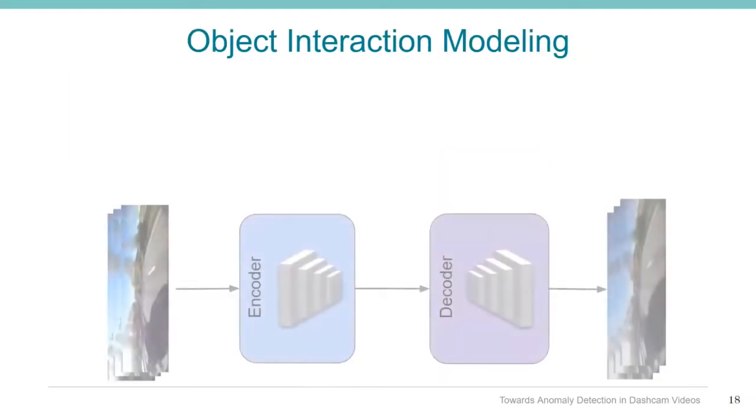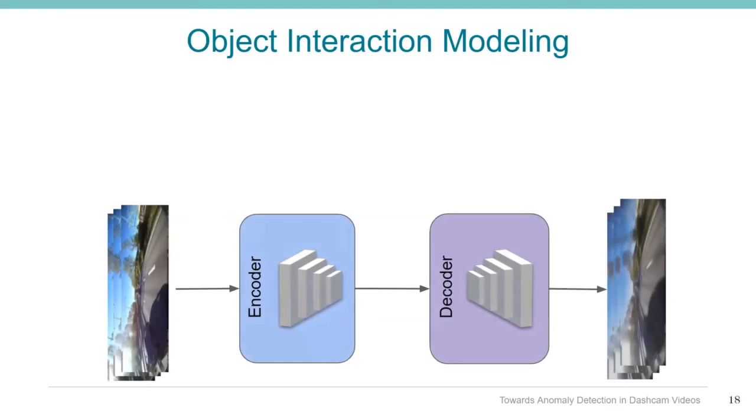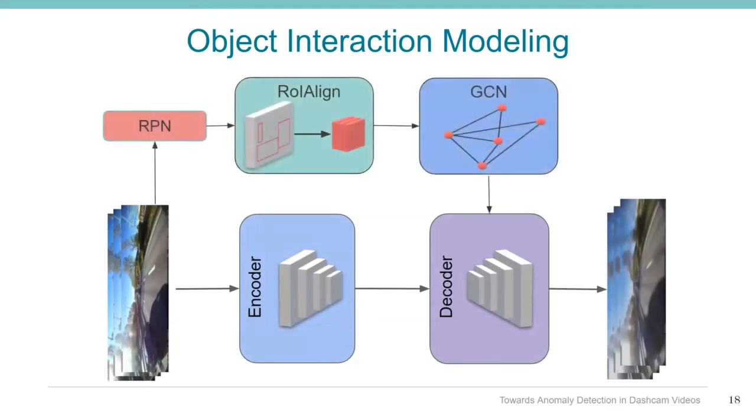We also use the same idea of object interaction with reconstruction networks as well. In this case, the features from both the encoder and the GCN are concatenated before the decoder takes them as input and reconstructs the input clip.